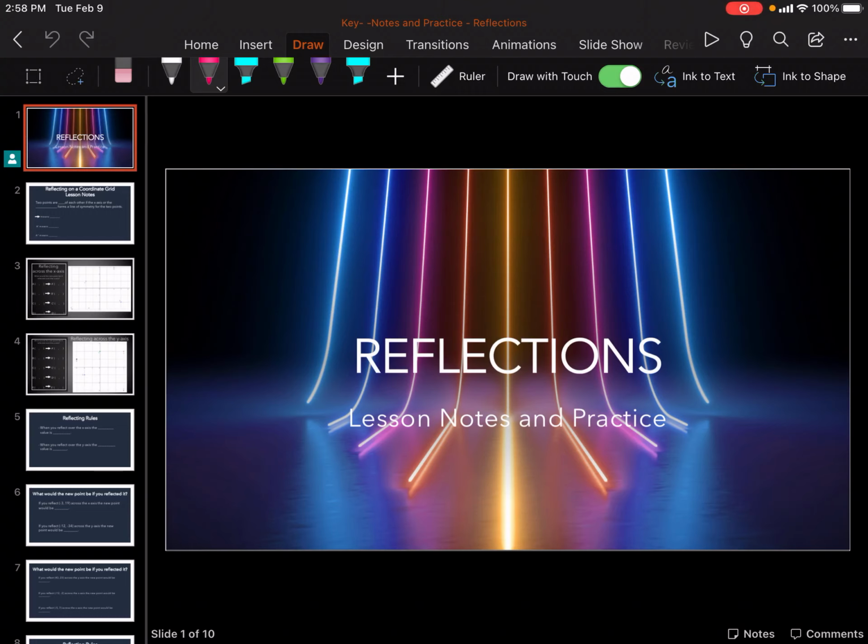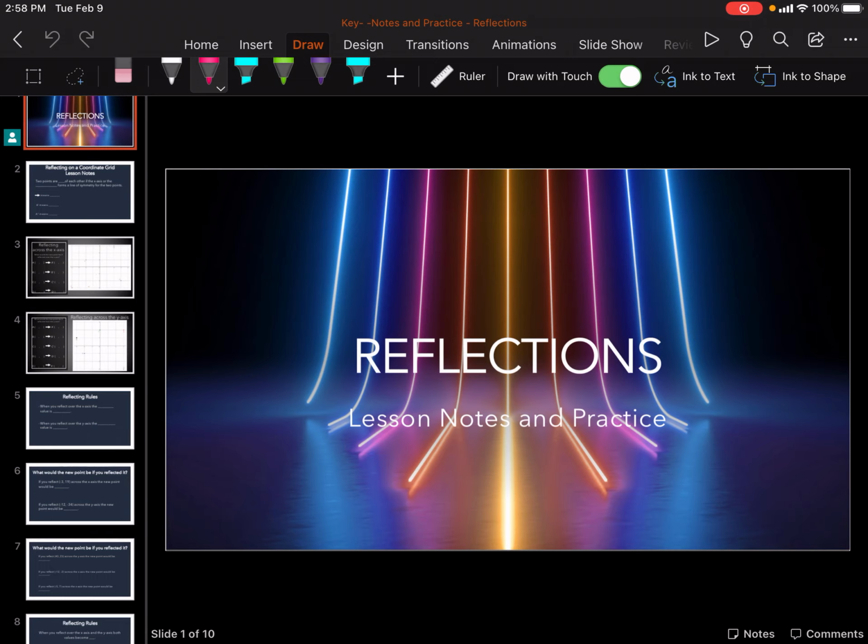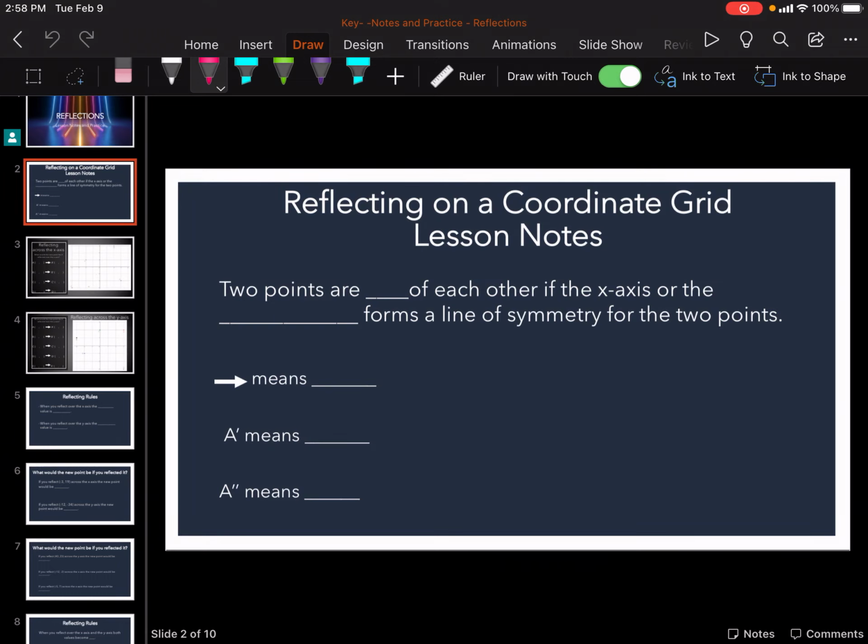Hey guys, in this video we're going to be talking about reflecting, and this is reflecting over the x and the y axis. So 2 points are reflections of each other if the x or the y axis forms a line of symmetry. Remember, a line of symmetry is going down and folded on either side. The arrow means to reflect.